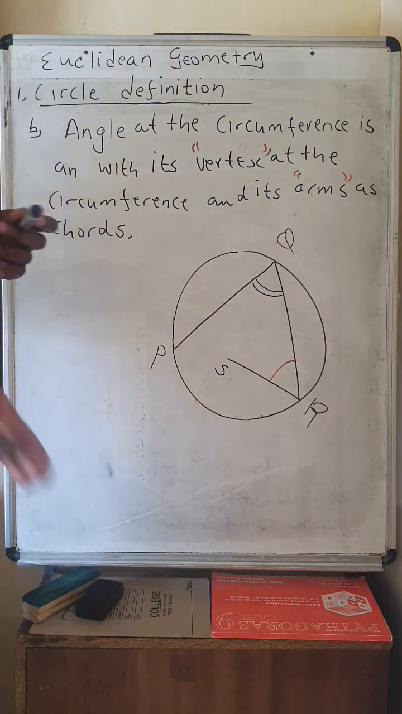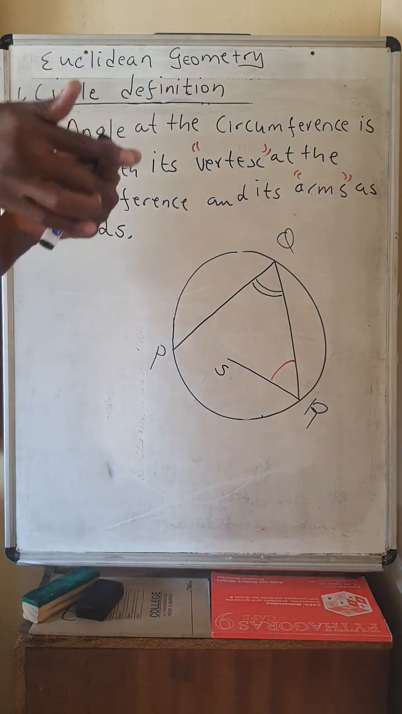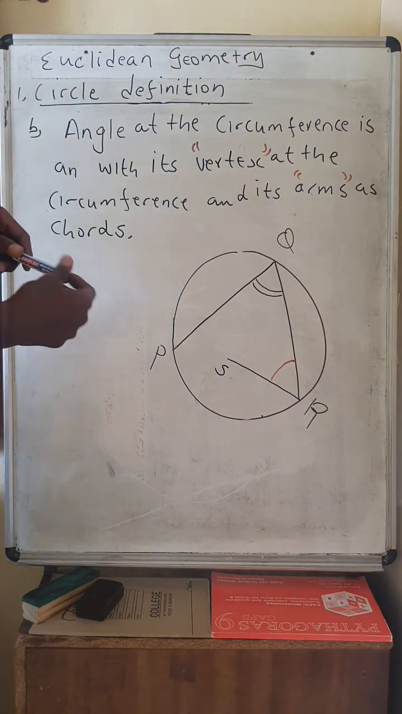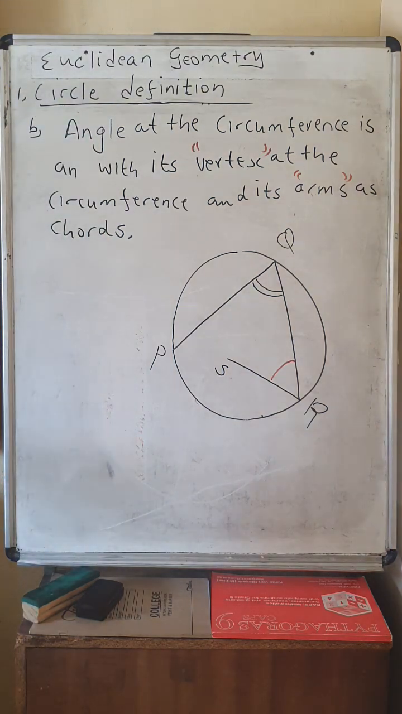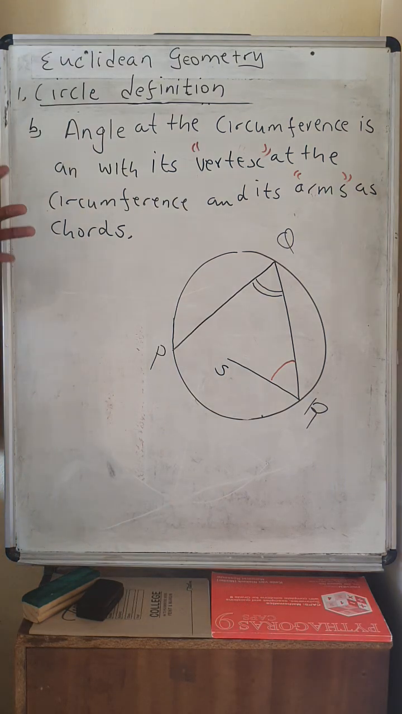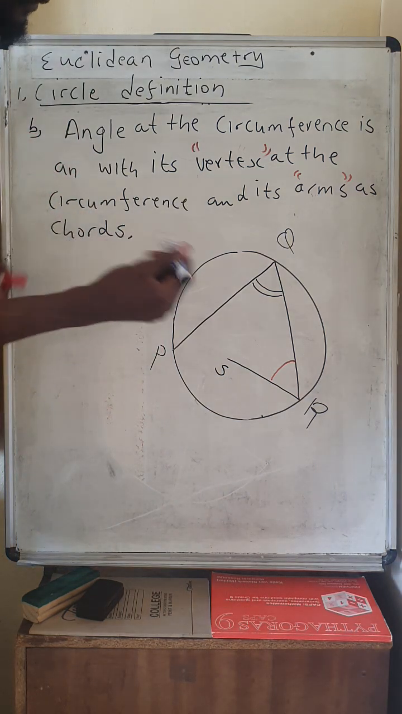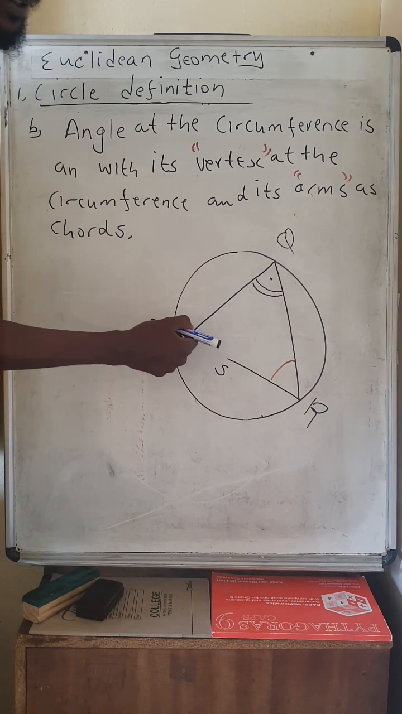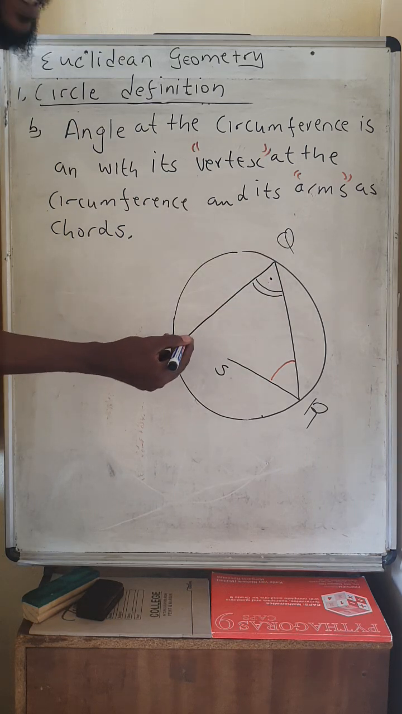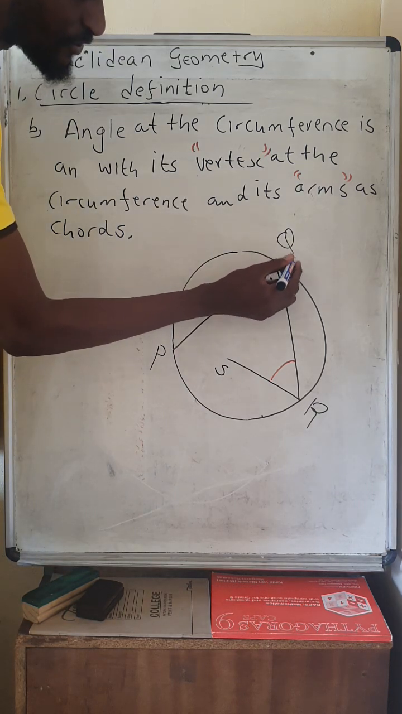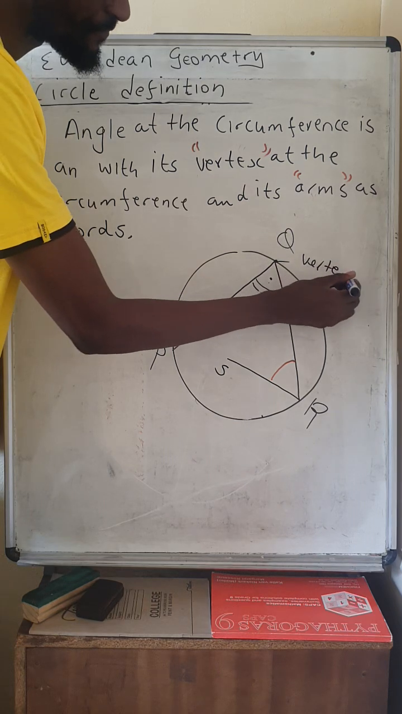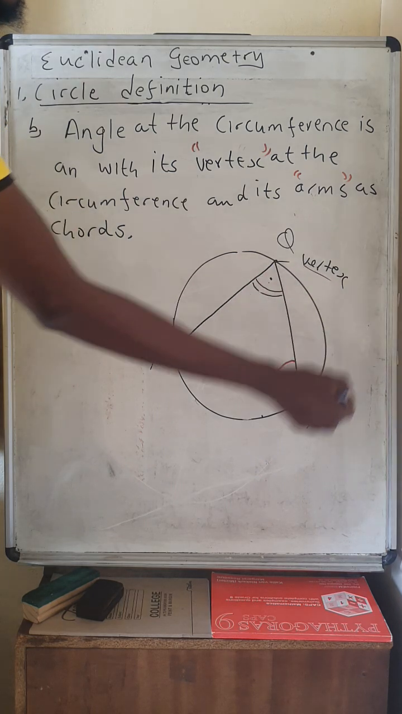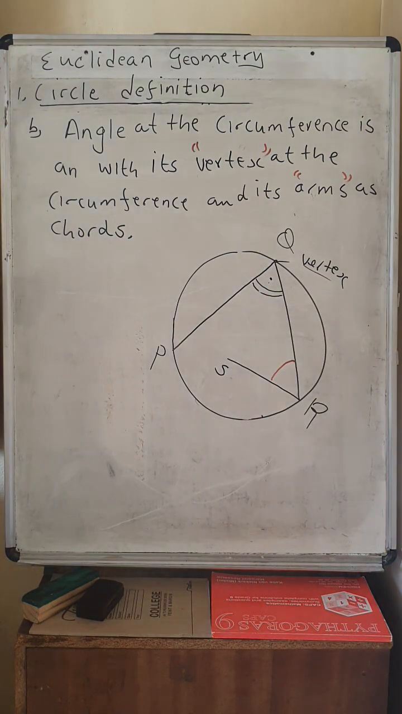Let us look at the vertex. Remember, we know what the vertex is: the point of intersection of the lines that are forming an angle, the corner of the angle. So now, where are these two lines? What are the arms of this angle? Here's the angle we are looking at. Is the vertex of this angle at the circumference? Yes, you can see the vertex of the angle is at the circumference. So this is the vertex here. It's at the circumference.